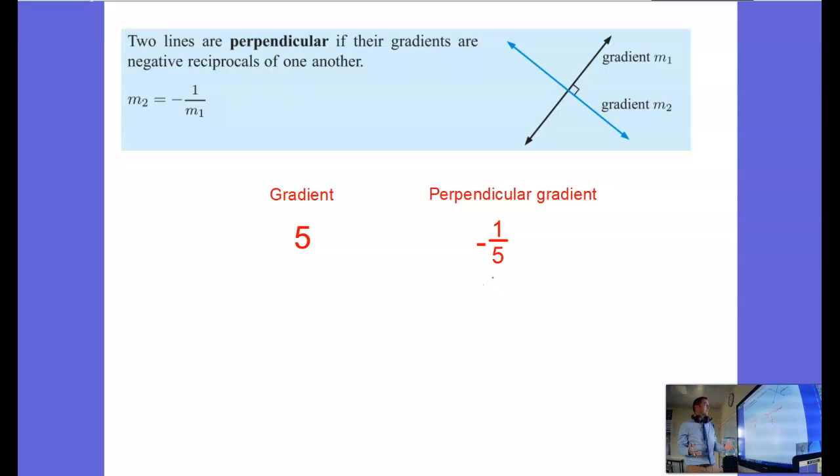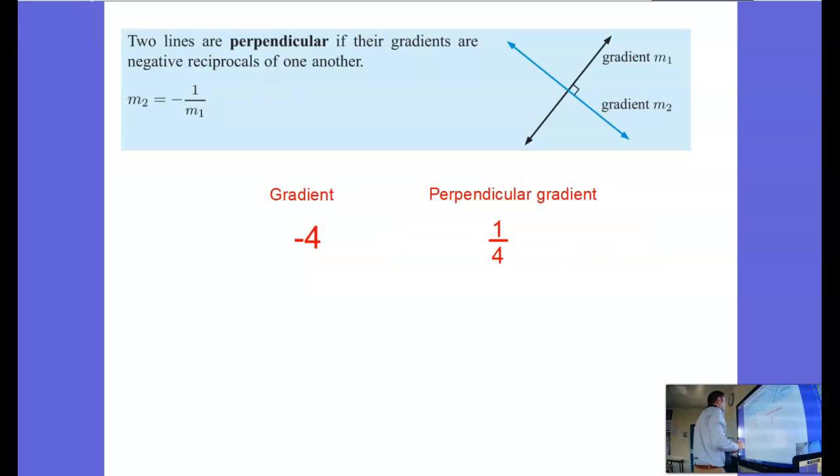That's the perpendicular gradient. Worth noting as well, if we look at that previous example, 2 and negative half, 2 times negative half, or 2 times a half is 1, and negative is minus 1. When you multiply these together, you're going to get minus 1. Way to check if 2 lines are perpendicular: take the gradients, multiply them together. If you get negative 1, they are perpendicular.